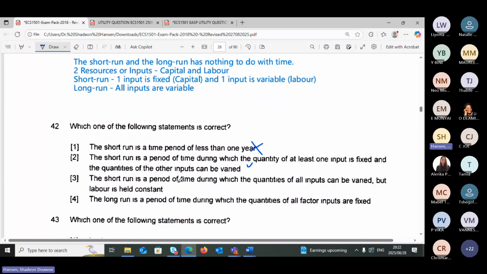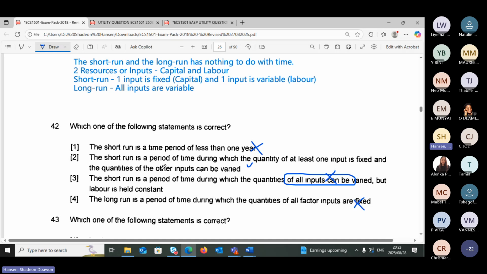The short run is a period in which the quantities of all inputs can be varied. That's wrong. Not all inputs can be varied in the short run. One input is fixed and one input is varied. You see? So option number 3 is incorrect. Then option 4 says the long run is a period at which all quantities of all factor inputs are fixed. But look, in the long run, all inputs are variable. You see? So option 4 is also incorrect, which leaves us with option 2.